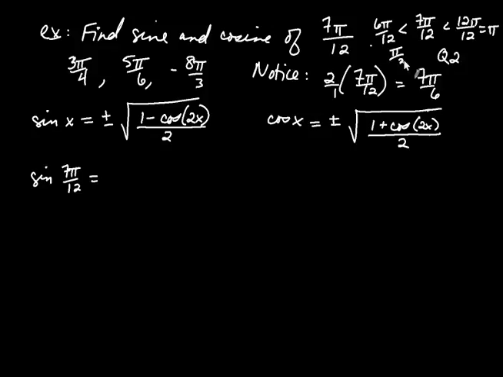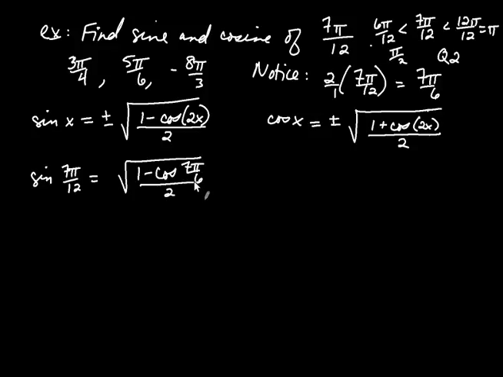It's greater than 90 degrees, but it's less than 180 degrees. So sine of that angle would be positive, right? Sine of an angle in the second quadrant is positive, so I'm going to choose the plus sign right here. And then I can write, once I've chosen that sign, the square root of 1 minus cosine of double the x. Well, double the 7 pi over 12 is 7 pi over 6, right?